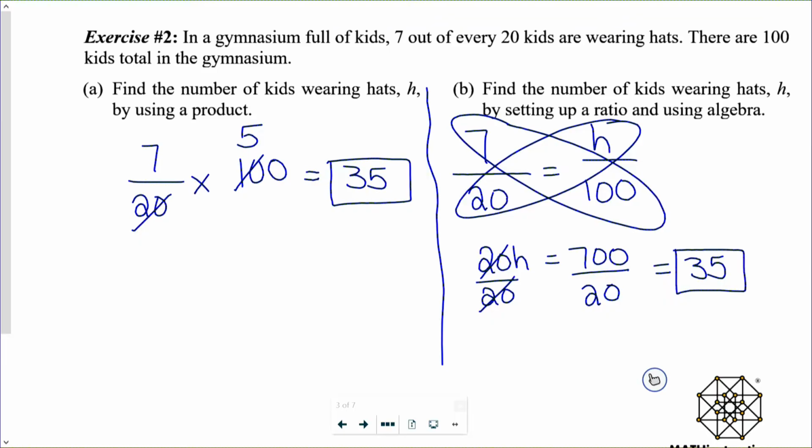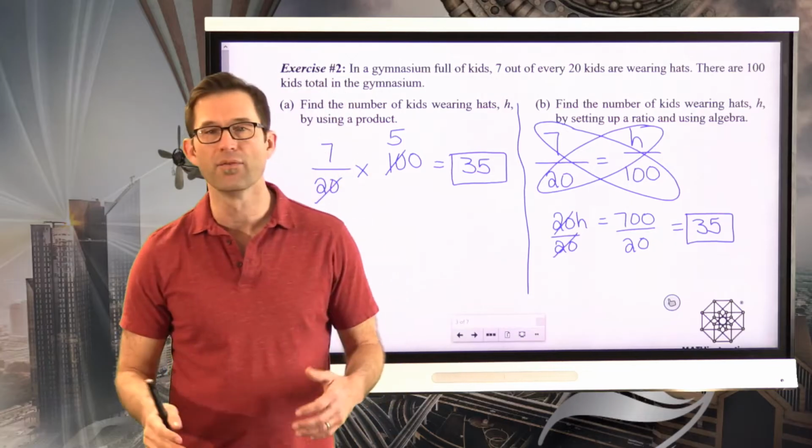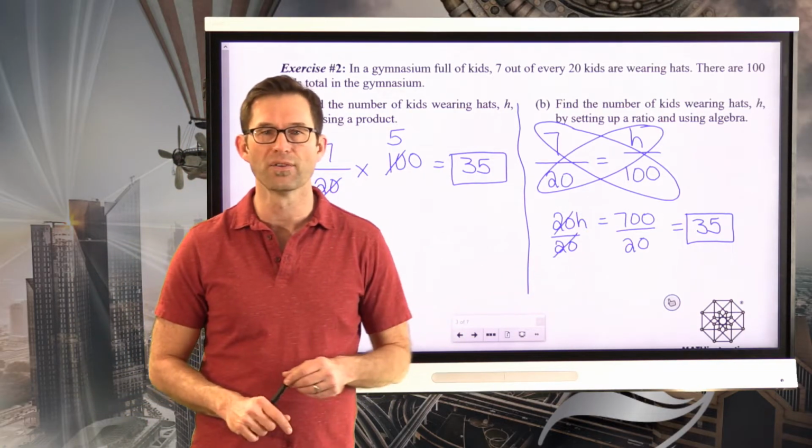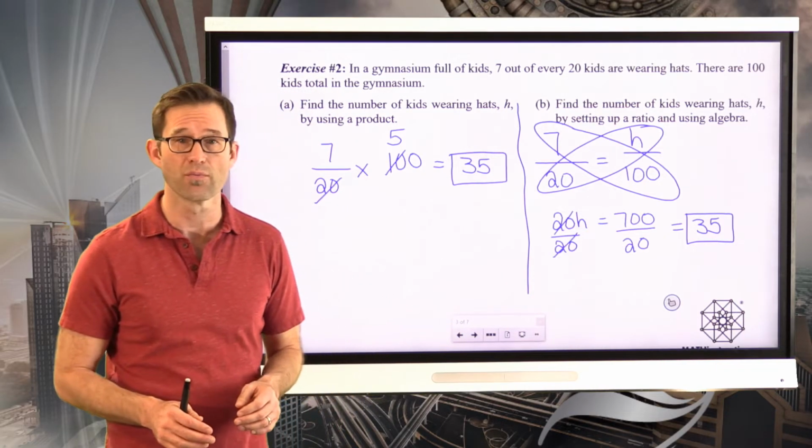And I'll skip the long division. Probably many of you would just do it on a calculator, and that's okay as well. Although, honestly, 700 divided by 20 is not too difficult in terms of a long division problem.